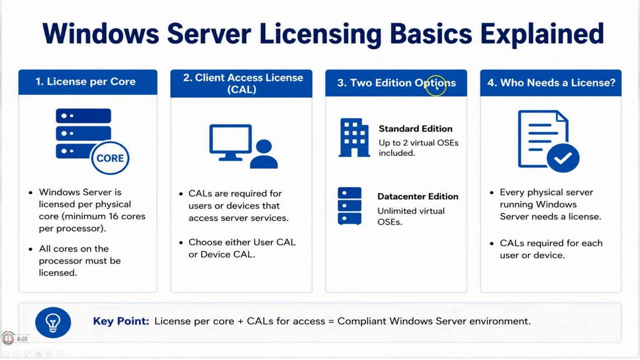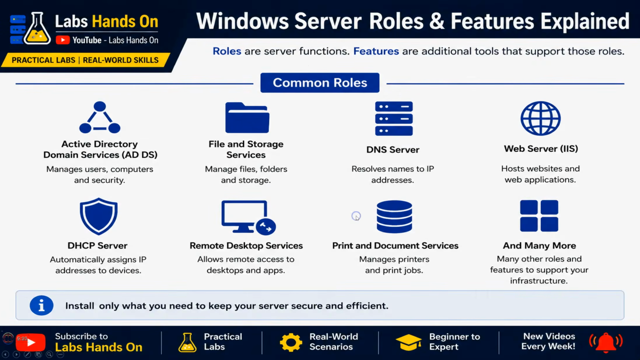based on your requirement and infrastructure design. And then you have two edition options, Standard and Datacenter, which we have discussed. Every physical server running Windows Server needs a license, so this is very important, and CAL is required for each user and device. The key point is license per core plus CALs for access. So you need two types of licenses, first the server, and then the core. Then you are compliant with the Windows Server licensing environment.